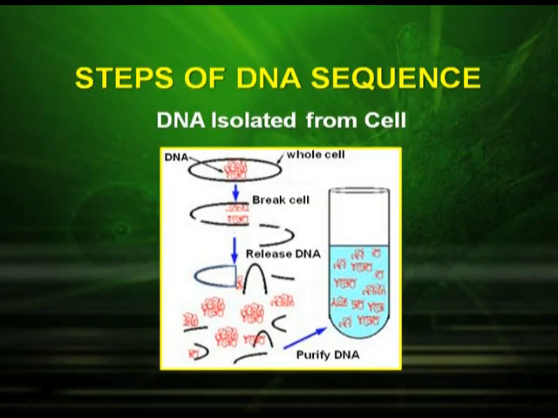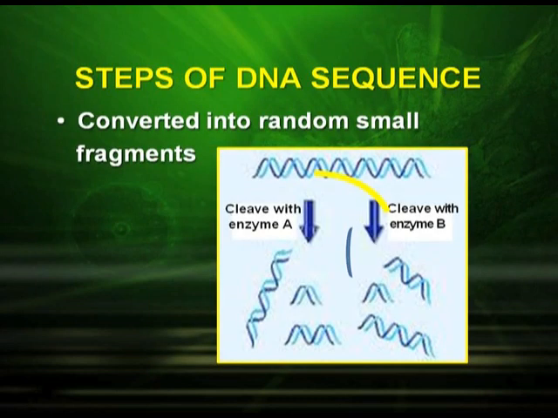Now let us study the steps of DNA sequencing. The first step is that the DNA is isolated from the cell. As you can see in the picture, the cell is homogenized and the DNA is extracted chemically. Then the extracted DNA is converted into random small fragments with the help of molecular scissors called restriction endonucleases.